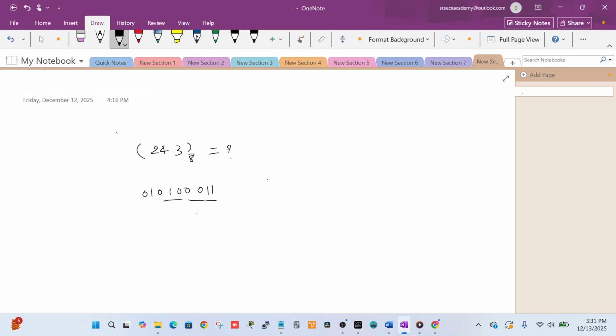The groups are 0 1 0 1, 0 0 1 0, 0 0 1 1 and so on. For the first group, the weights 1 2 4 8 give 8 plus 2, which is 10, and 10 means A. The leading 0 you can write in order, or leave it, no problem.